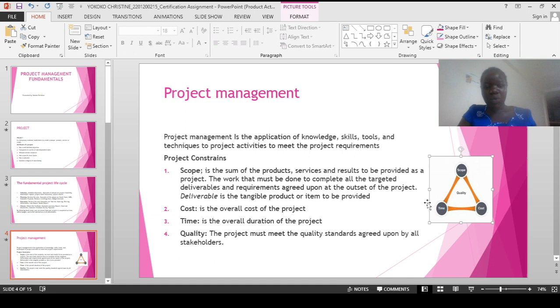Then we have to ensure quality. It means that with all these three, as seen in this diagram here, once one side of it falls down, the quality will not be all that. For example, cost, time, all these things need to be balanced such that the quality will be ensured.